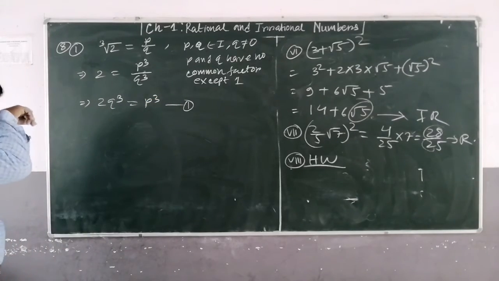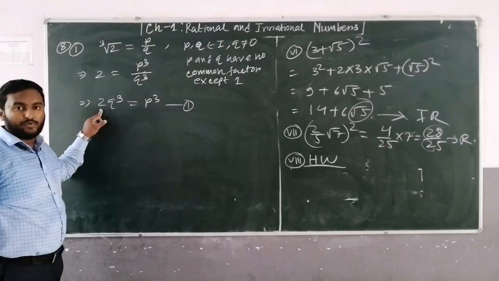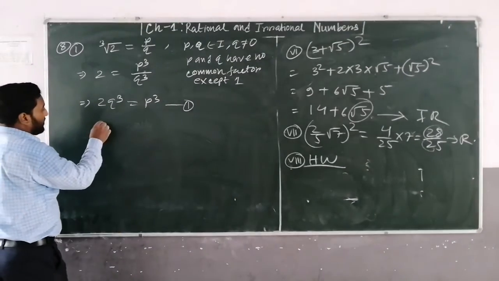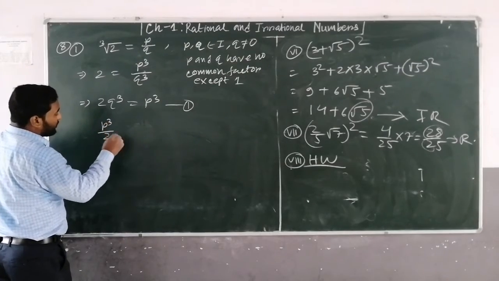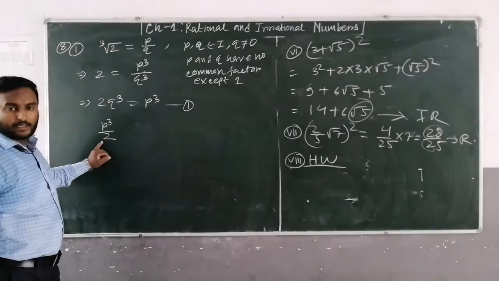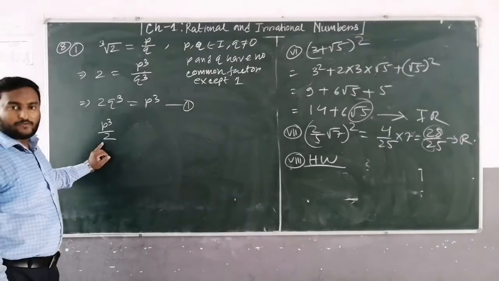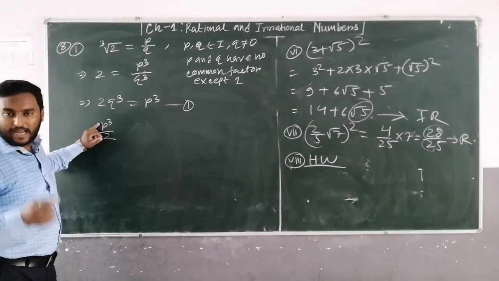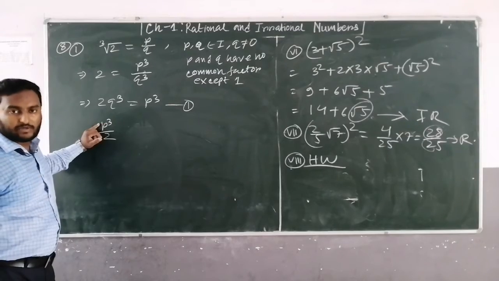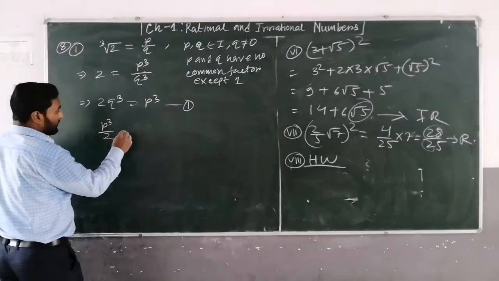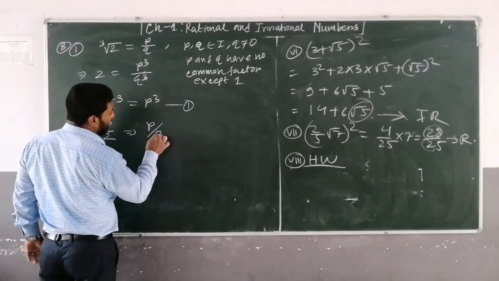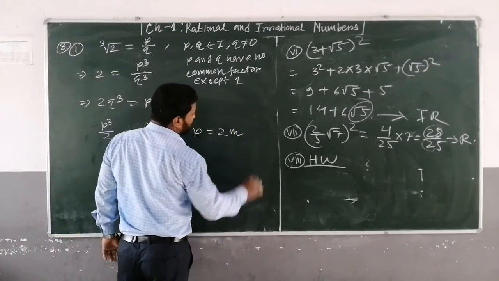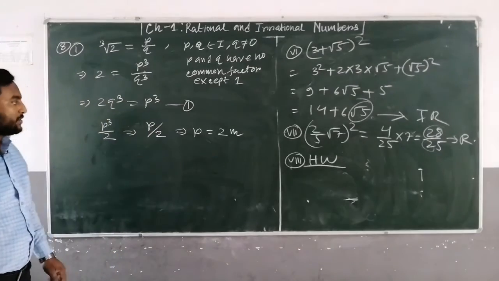Now see that the left hand side is divisible by 2 obviously. So the right hand side is also divisible by 2. It means P cube is divisible by 2 and 2 is a prime number. Now recall the theorem. If a to the power n is divisible by a prime number p, then a is also divisible by p. Okay. So it implies that P is divisible by 2. Implies that P can be written as 2 into some integer. Okay. 2 into m.